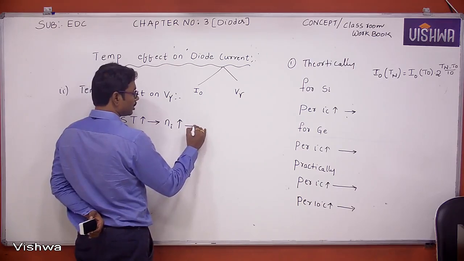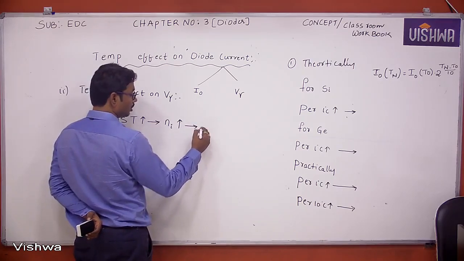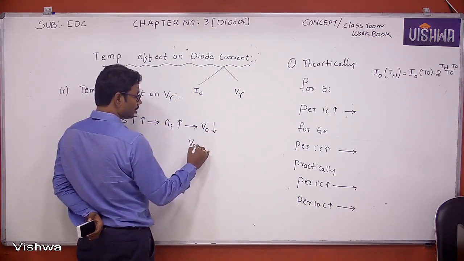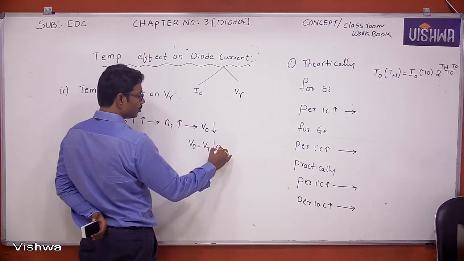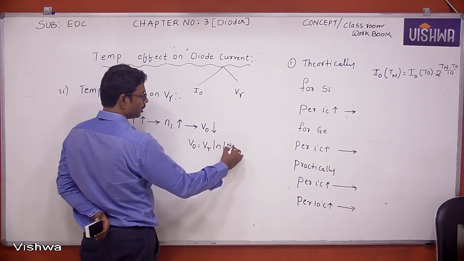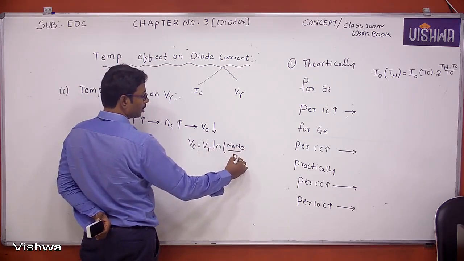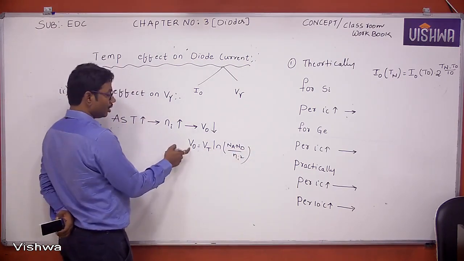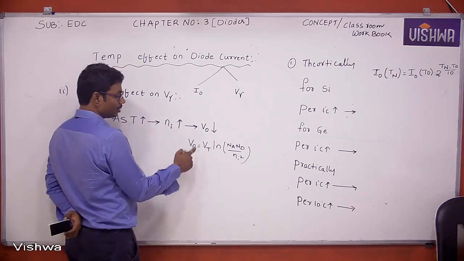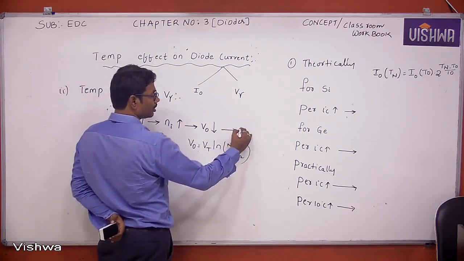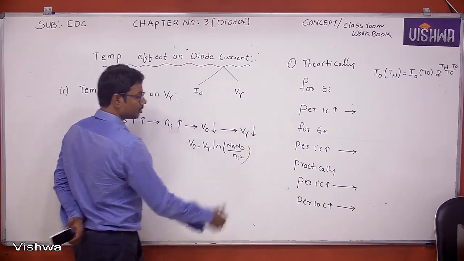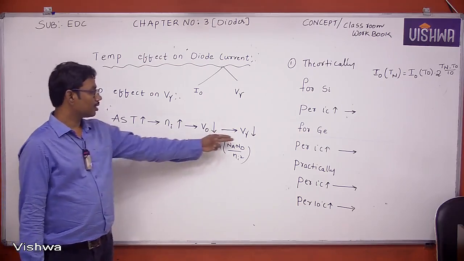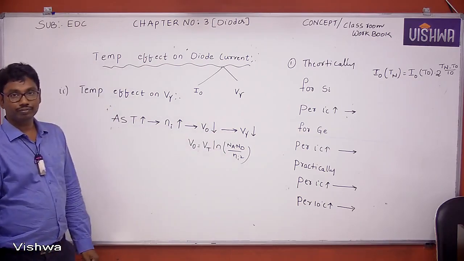If intrinsic concentration increases, the built-in potential decreases. We know the built-in potential equation, V naught equal to Vt into ln of Na into Nd by Ni square. We already derived this expression in previous lectures. If Ni increases, V naught decreases, and if V naught decreases, the cut-in voltage decreases. In this way, the cut-in voltage is affected by temperature, and because of this the diode current is also affected.